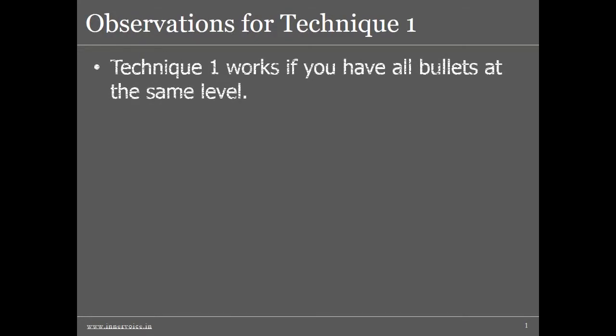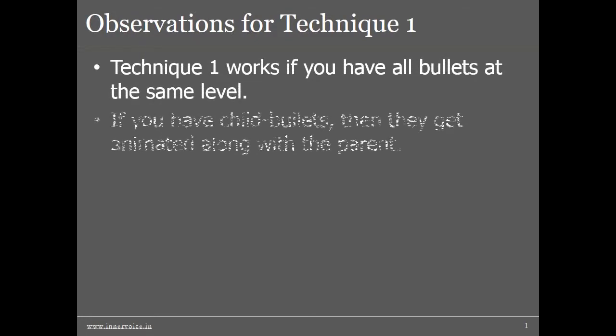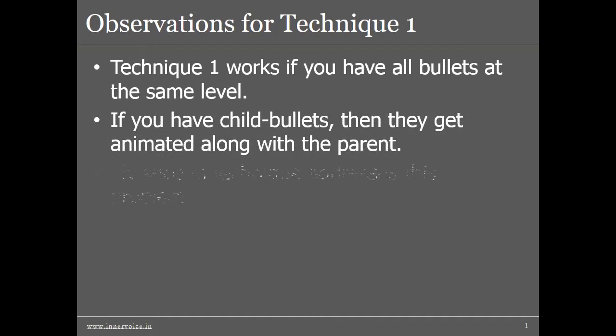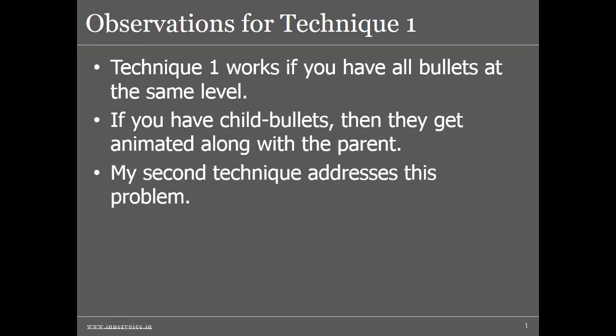Let us review the things we saw for technique 1. If you have all bullets at the same level, then technique 1 works very well. But if you have child bullets or nested bullets, then we just saw that the nested bullets or the sub bullets get animated along with the parent. This may not be a useful idea at times, so you need a way to animate every bullet independently. So my second technique shows you how you can solve that problem.